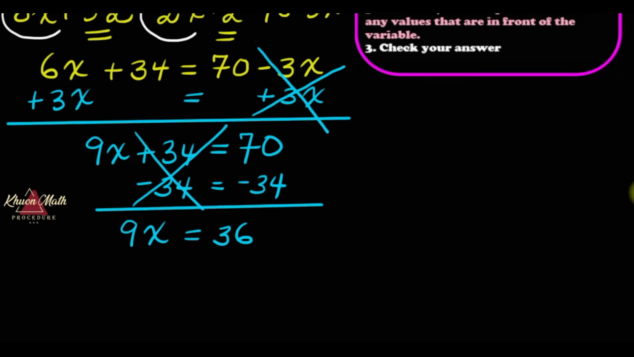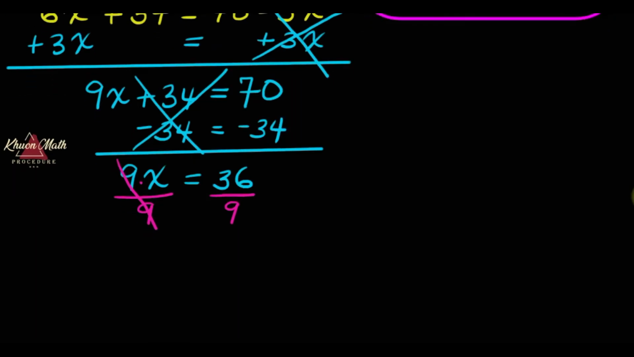Step 3 is to get rid of the number in front of the variable. So we have a multiply by 9. Okay, so to get rid of it, you do the opposite, and that is to divide by 9. So we divide that by 9. We got to divide the right hand side by 9. So 9 over 9 is 1. So you're left with x.